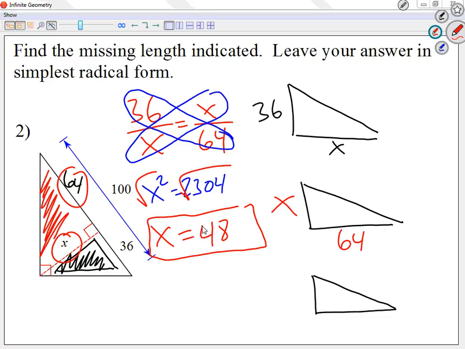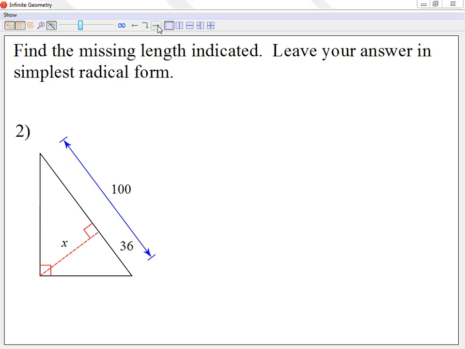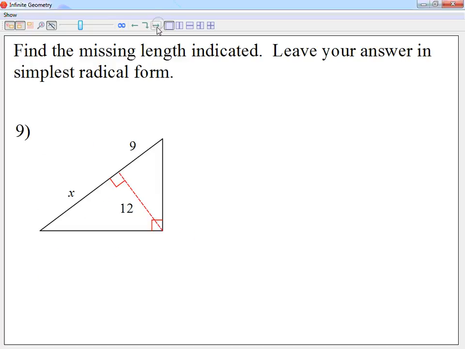Let me just skip a few questions because we're not always going to get x squared. I said I wanted to do a couple that get x squared, but let me skip a few because we don't always get x squared. So let's take a look at question number 9.